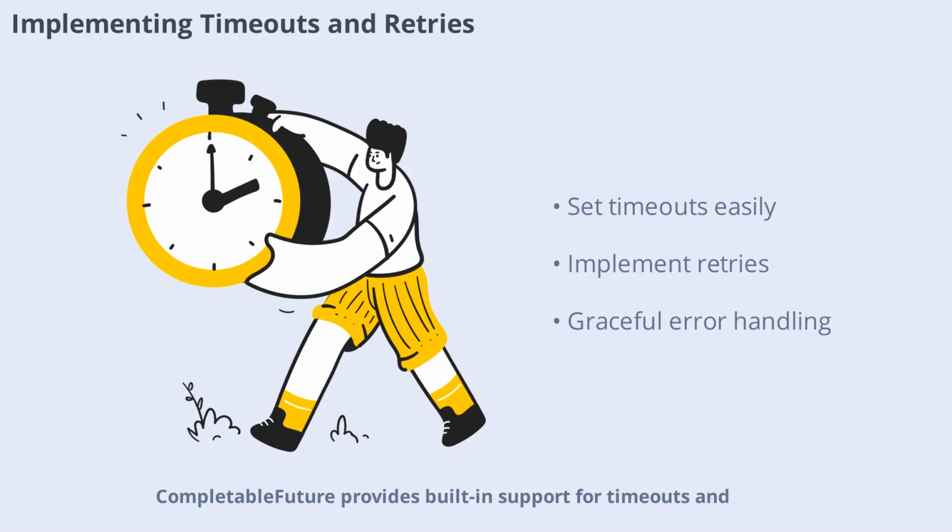CompletableFuture provides built-in support for timeouts and makes it easy to implement retries and fallbacks. By combining methods like timeout, completeOnTimeout, and exceptionally, you can build robust asynchronous operations that handle failures gracefully and keep your application running smoothly.